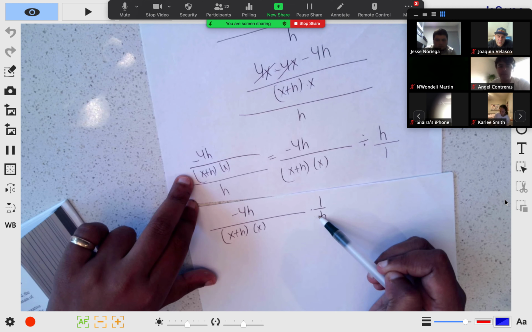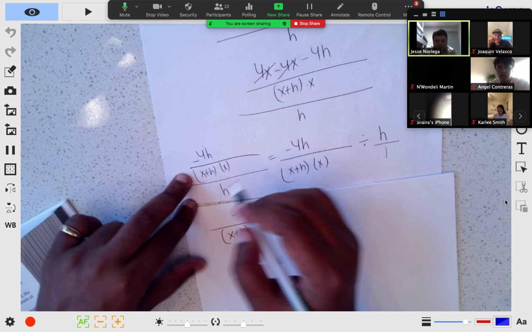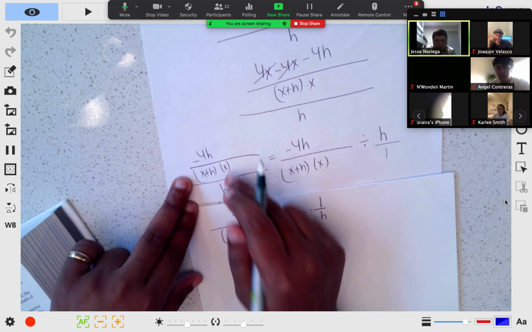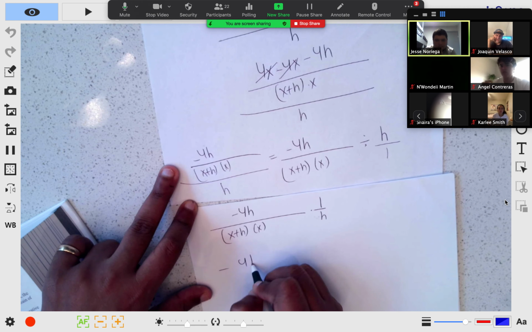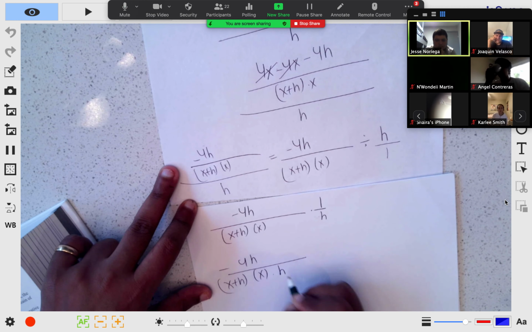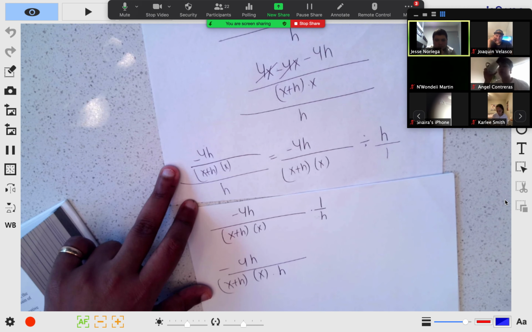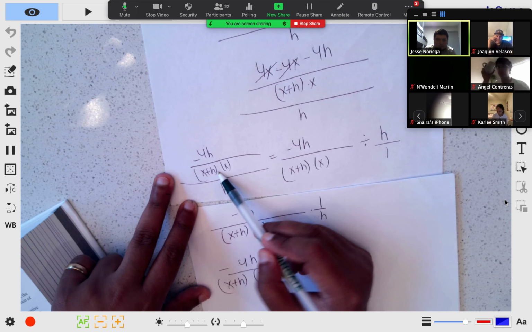Did you get it, Jesse? How I did it? Okay, let me explain again. If you can figure it out directly, this thing is directly negative 4h over x plus h, x and times h. If you can figure out directly, that's good. But if you cannot, there are too many division signs: this divided by this, and this whole thing divided by this.